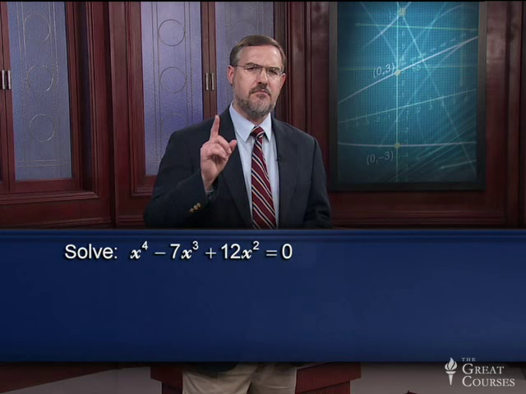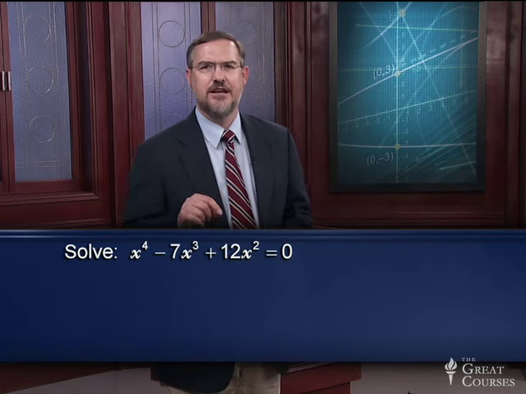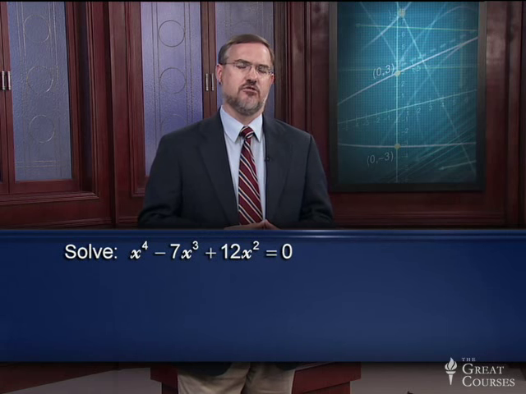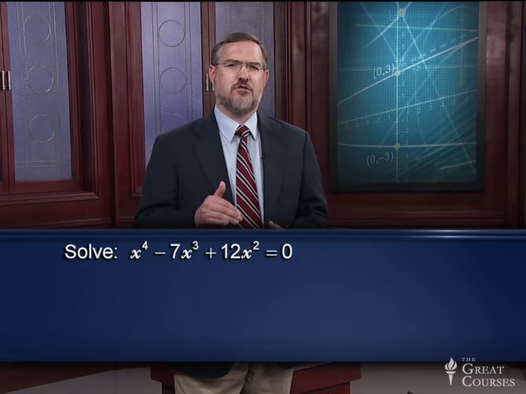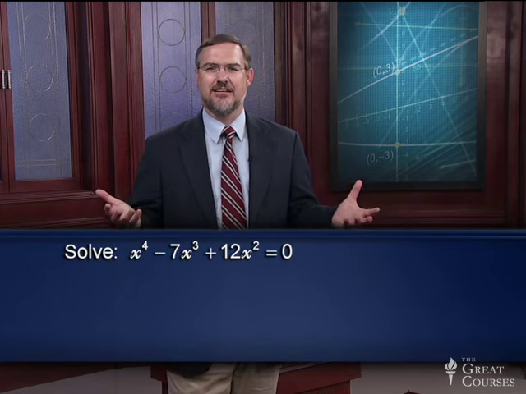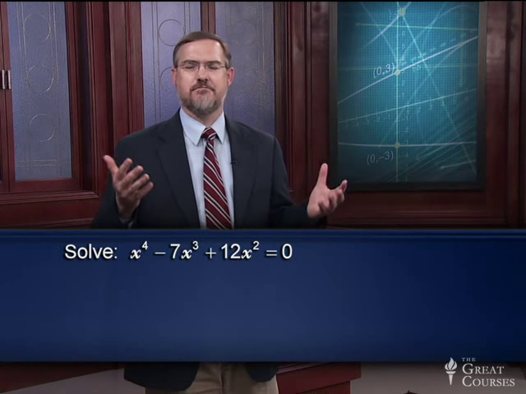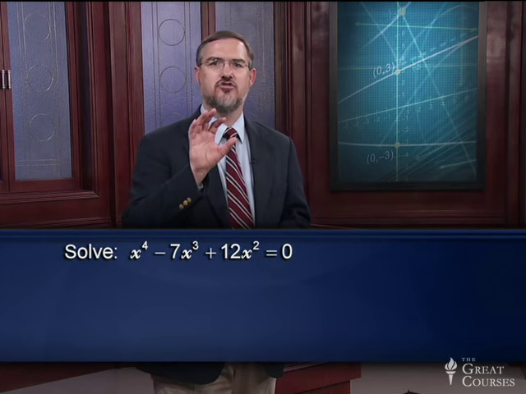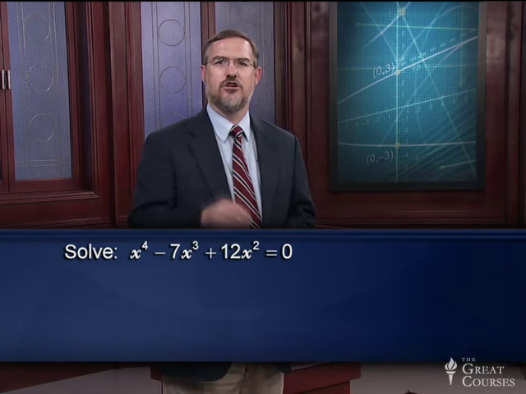Here's the example. Solve the equation x to the fourth minus 7x cubed plus 12x squared equals 0. Now, at first glance, you might be thinking, how in the world do I even begin that kind of problem with this quartic polynomial on the left-hand side? Well, don't worry. There's actually a nice trick, if you will, that you want to use here.